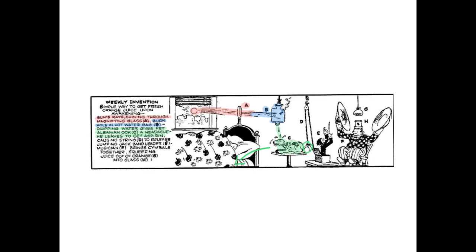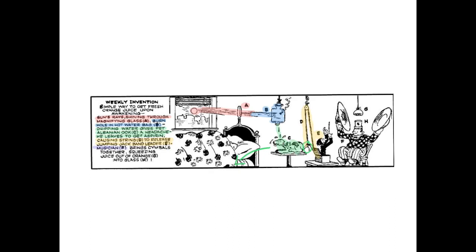So after the Albanian ook goes off to get his aspirin, it's causing string D to release jumping jack band leader E. So let's have a look at what's happening there. We've got the Albanian ook jumping off the table, and that's pulling that string that's going up through that pulley, which lifts that lid, and it makes the jumping jack band leader spring out. Now let's see what that causes.